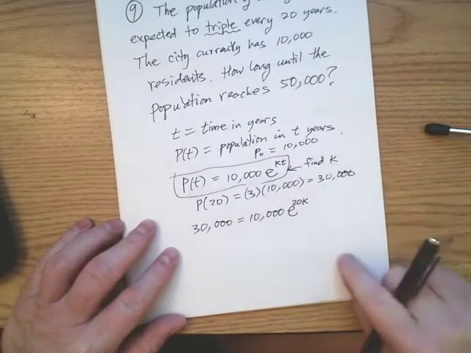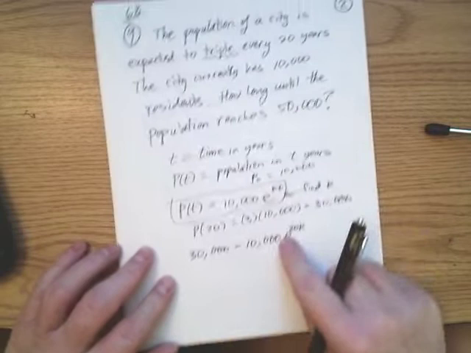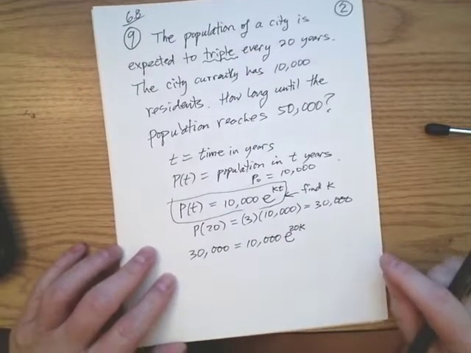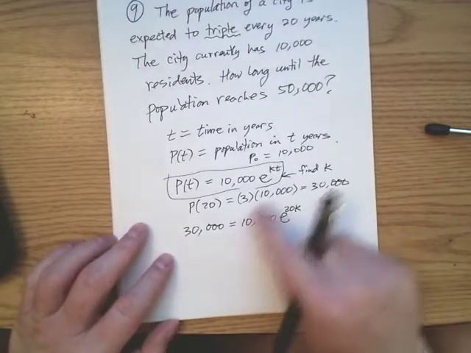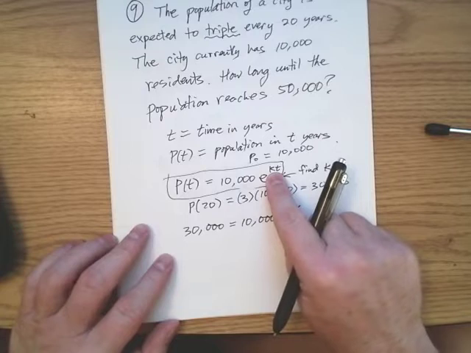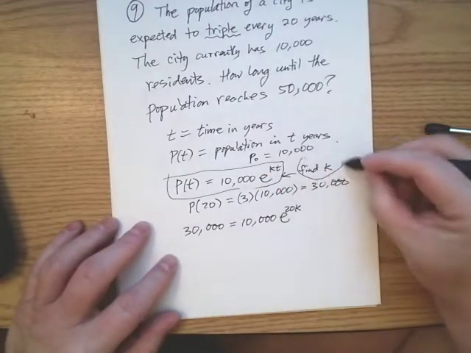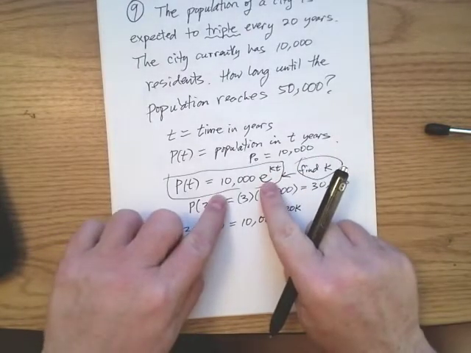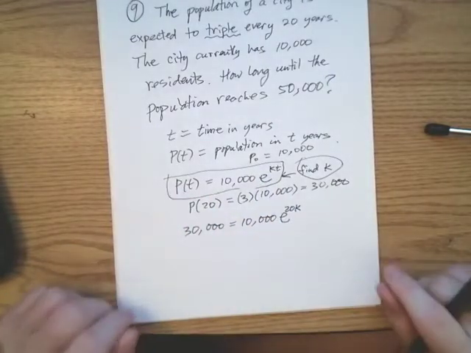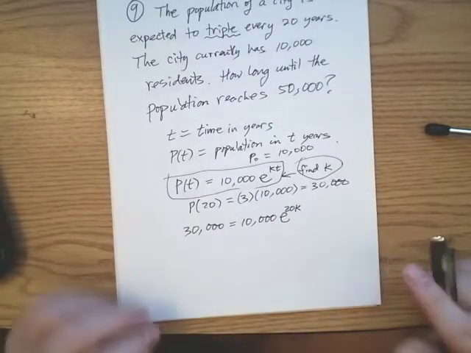We need to find what k is. Now, k is going to be a positive number because we know the population is growing. Now, how do we actually find what k is? This is essentially what we need to do here. Once we know what k is, we've got a formula for P for, in theory, all time.